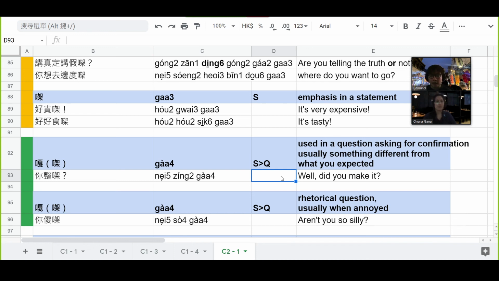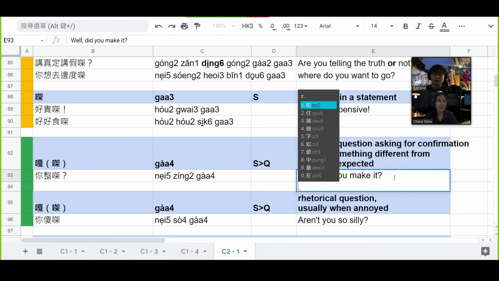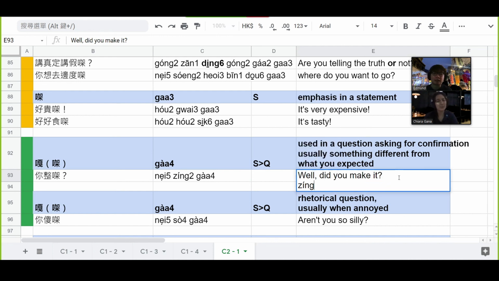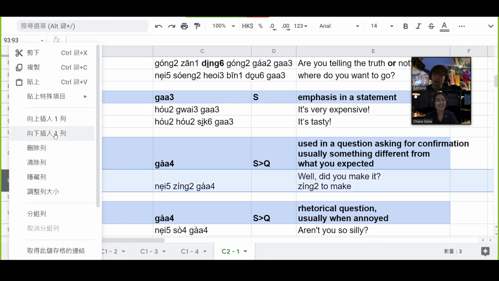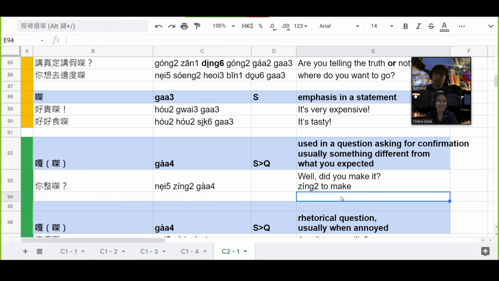But ga is like you're emphasizing something. If you use ga, usually it's something different from what you expect. For example, if you told me you don't know how to cook, but then you are holding some food from the kitchen, then I will be saying, 咦你整㗎？ 整 is to make. 你整㗎啊？ Because it's unexpected. Like for example, 做 is to do.